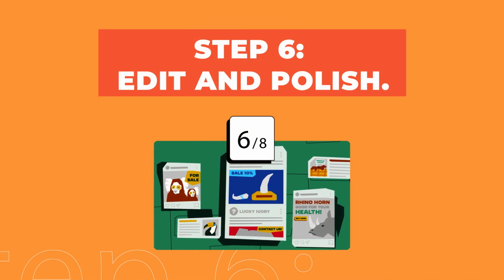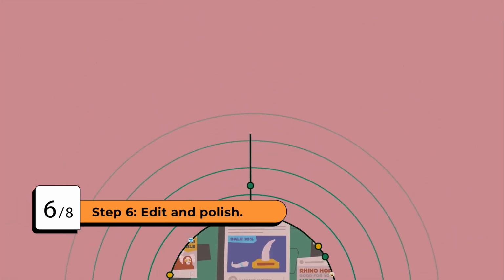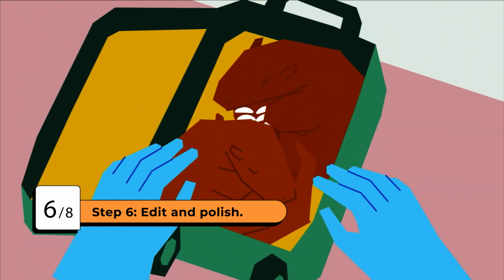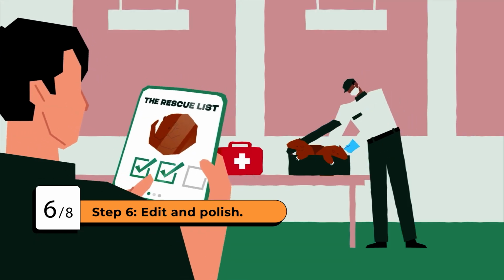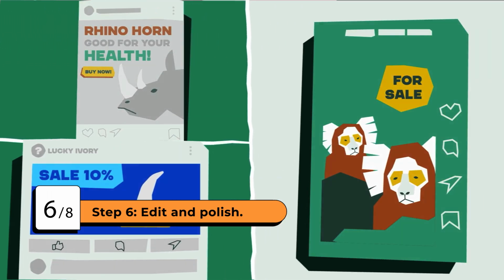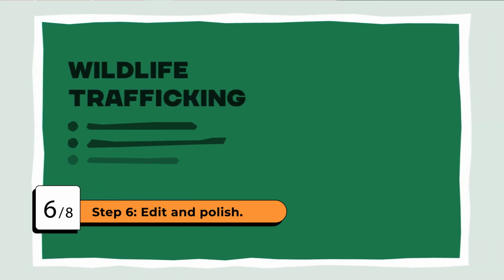Step 6. Edit and polish. Smooth transitions. Keep it seamless with simple fades or clean cuts. Skip the flashy effects that distract from your content. Pacing is everything. Not too fast to overwhelm, not too slow to bore. Good rhythm keeps viewers hooked. Enhance with effects. Use subtle text, highlights, or zoom-ins to emphasize key points.